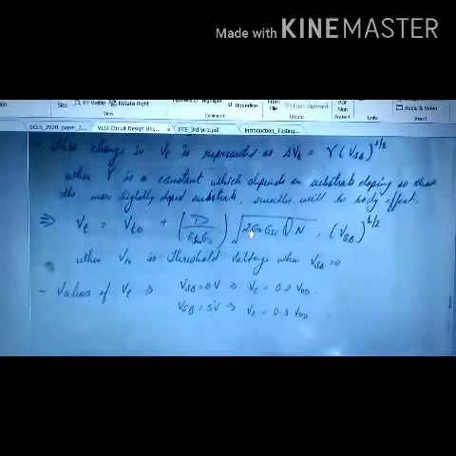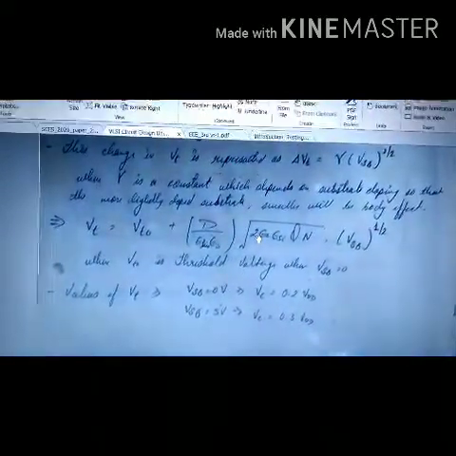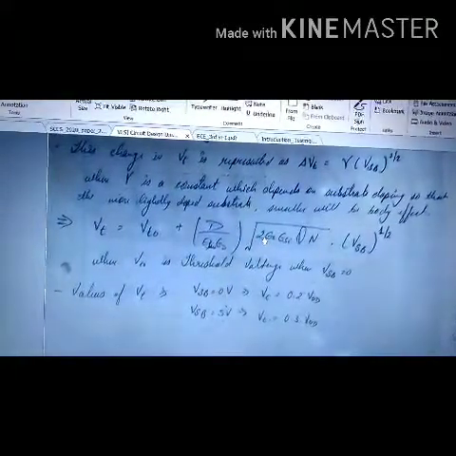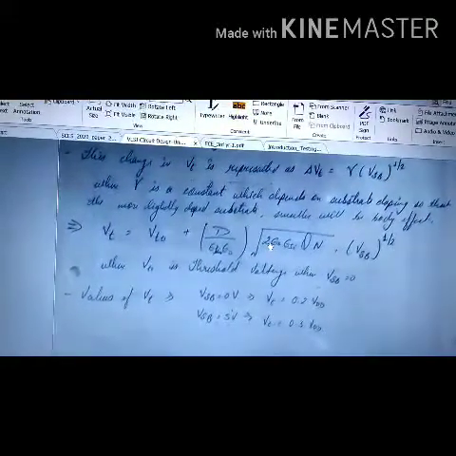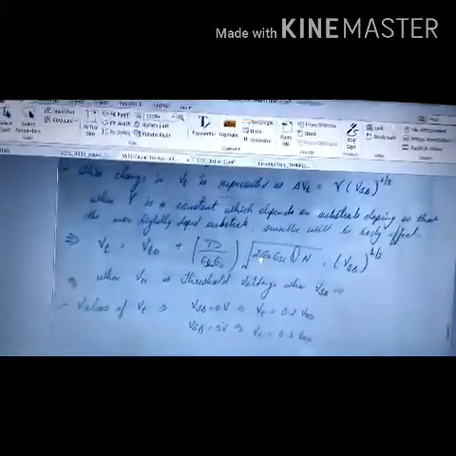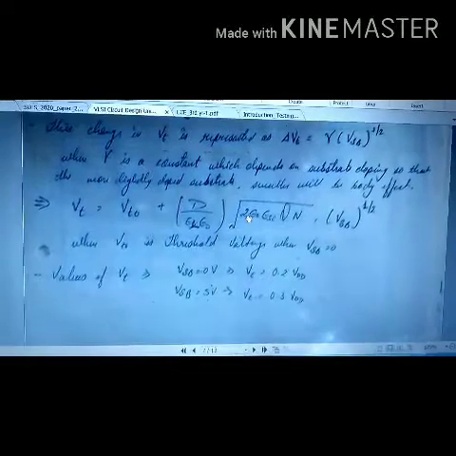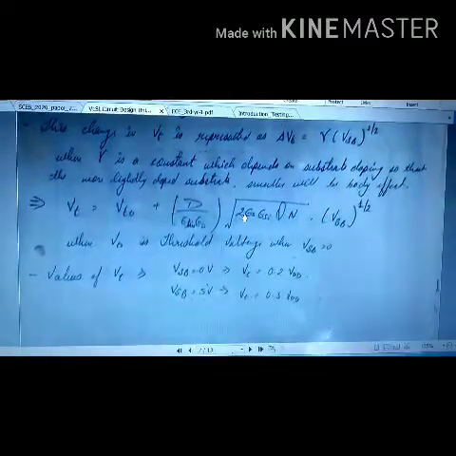So the final threshold voltage value Vt can be given as Vto plus (1 upon epsilon Si epsilon naught) under root of 2 epsilon Si epsilon naught q N into Vsb, whole to the power 1 by 2, where Vto is the threshold voltage at 0 volt applied, when the body voltage is not taken into consideration.